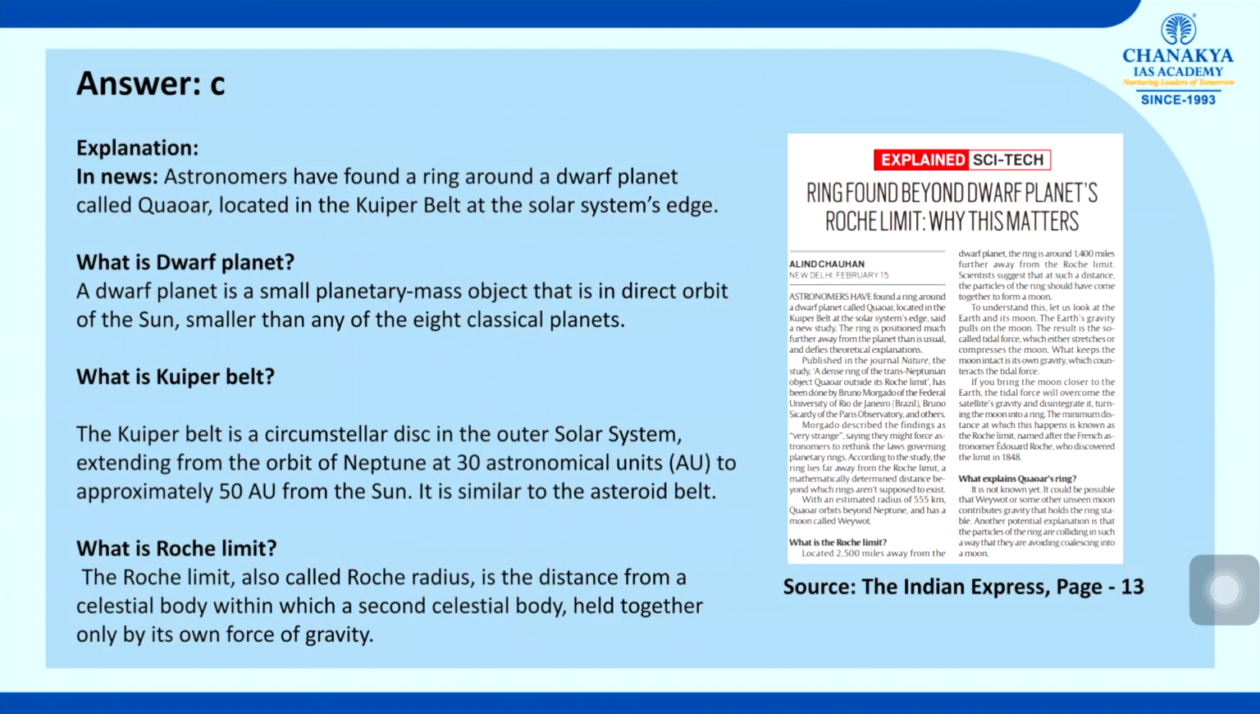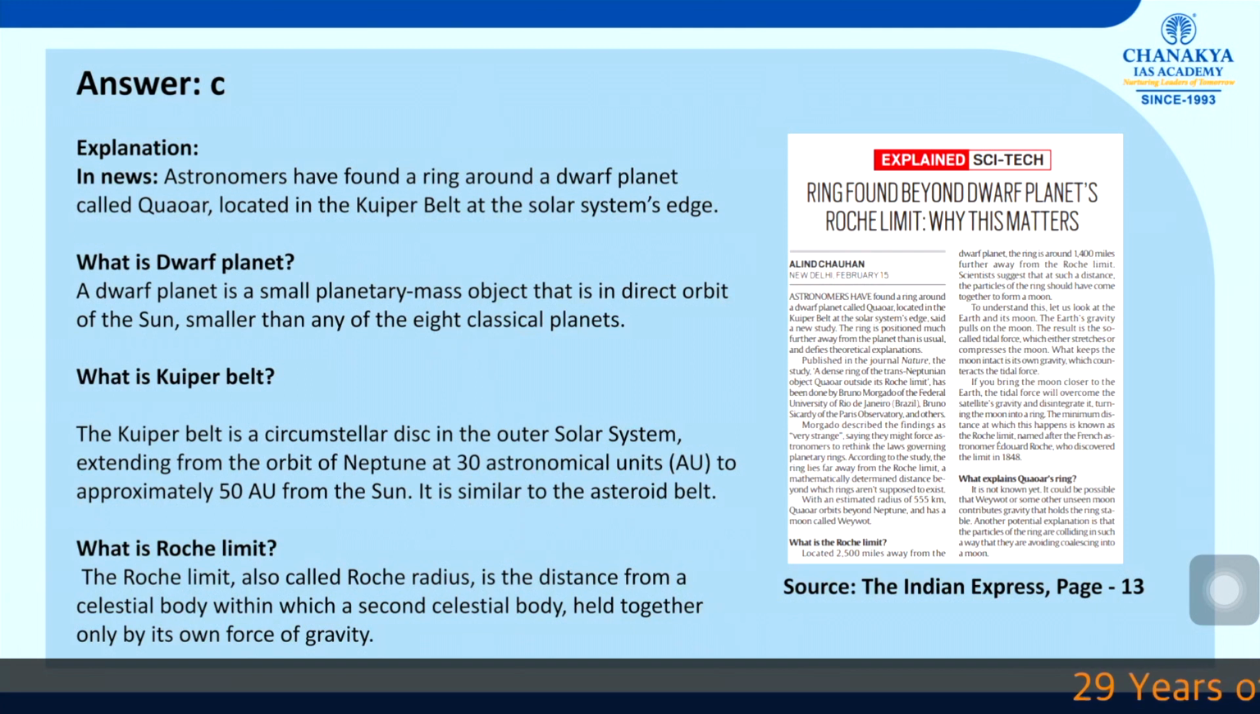Astronomers have found a ring around a dwarf planet called Quaoar, located in the Kuiper belt at the solar system's edge. What is a dwarf planet? A dwarf planet is a small planetary mass object that is in direct orbit of the Sun, smaller than any of the 8 classical planets. What is Kuiper belt? The Kuiper belt is a circumstellar disk in the outer solar system extending from the orbit of Neptune at 30 astronomical units to approximately 50 astronomical units from the Sun. It is similar to the asteroid belt.